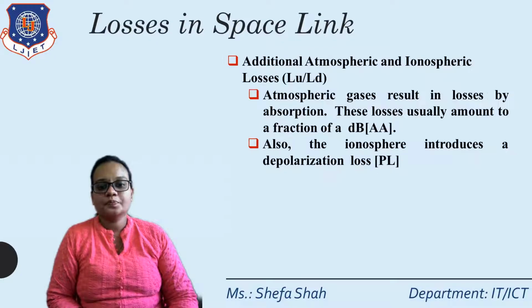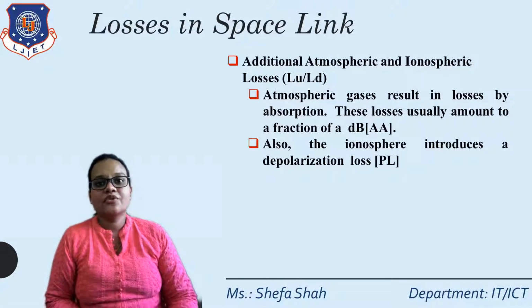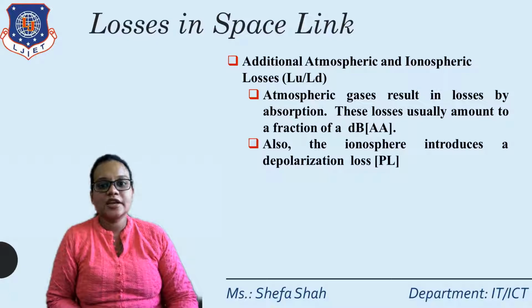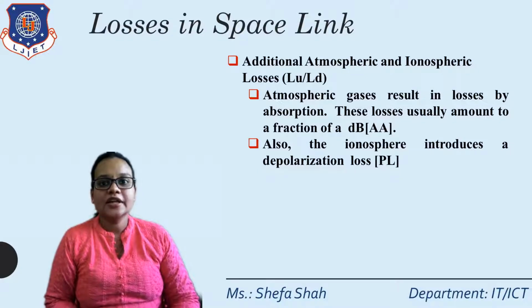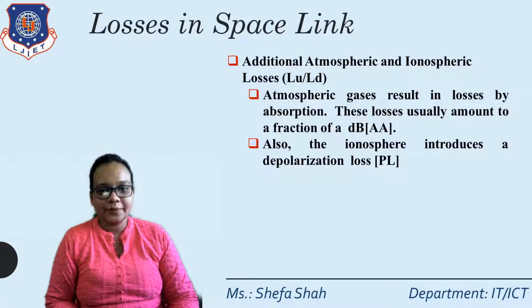Now second, when the signal travels in the atmosphere, that is the atmospheric loss, and when it enters the ionosphere, that is the ionospheric loss. These are denoted by Lu and Ld. Atmospheric losses occur with the help of atmospheric gases. Atmospheric gas results in loss by absorption. These losses usually amount to a fraction of a dB, and it is denoted by AA. So AA denotes the atmospheric loss in the space link.